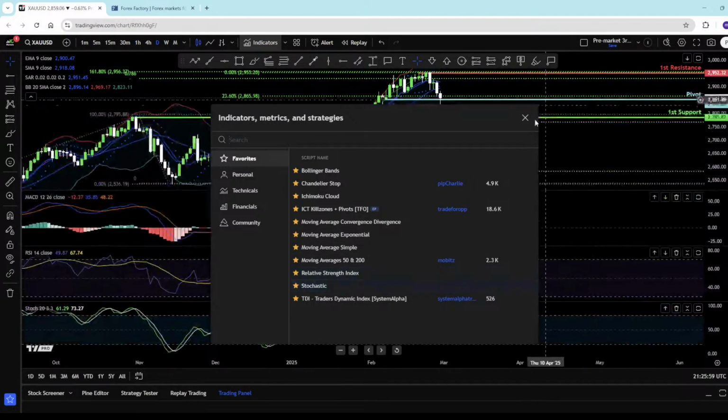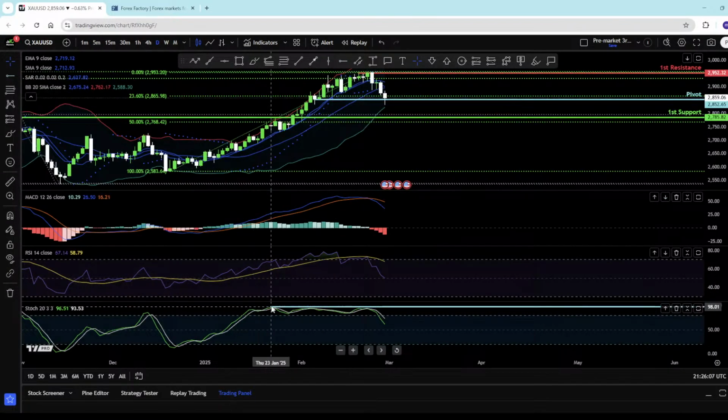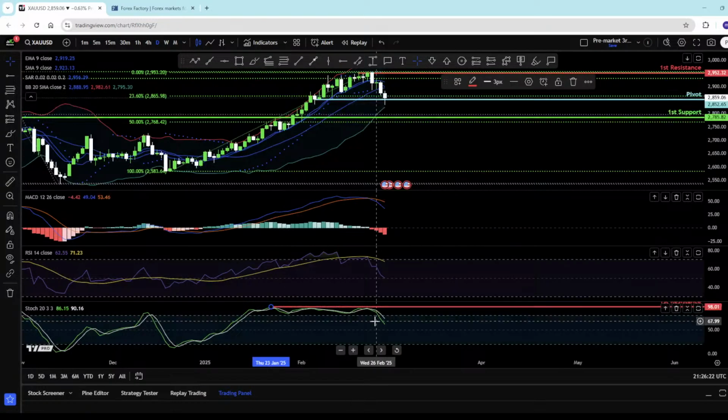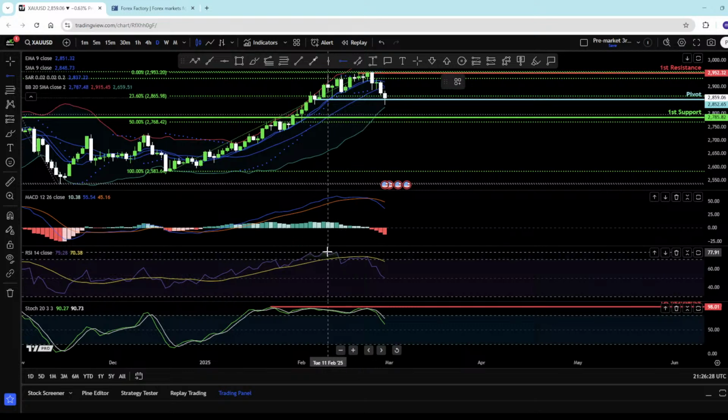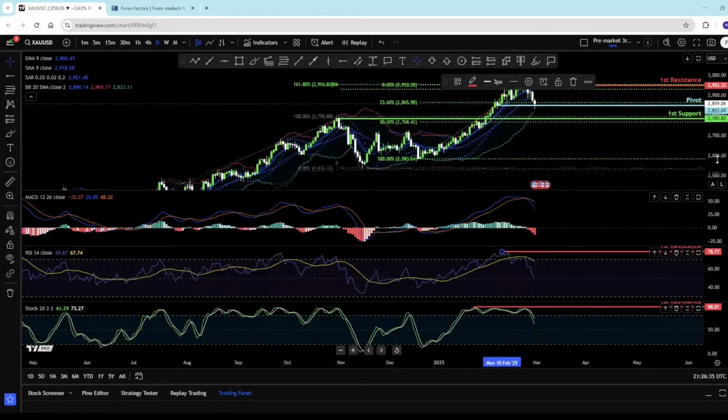Okay, let's look at RSI and stochastic. So previously we had that hidden support level. Here we are seeing a hidden resistance level. Okay, so that supports our analysis because it's telling us that prices might continue to drop, like we are already seeing here. Now on our RSI, we also see that resistance here as well.